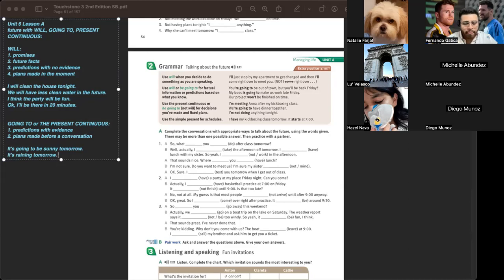Present continuous. If you made plans before the conversation, maybe vacations or plans for the holiday, you can say, we're visiting our grandma for Christmas. We're going to visit our grandma for Christmas. These are plans that you make before a conversation.